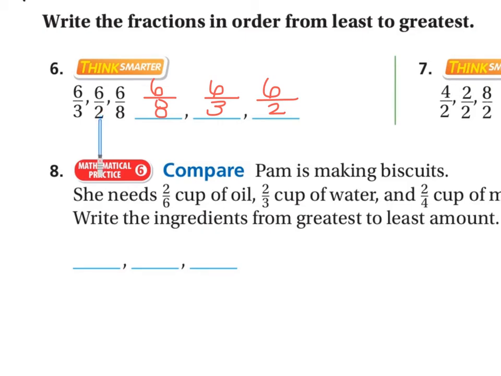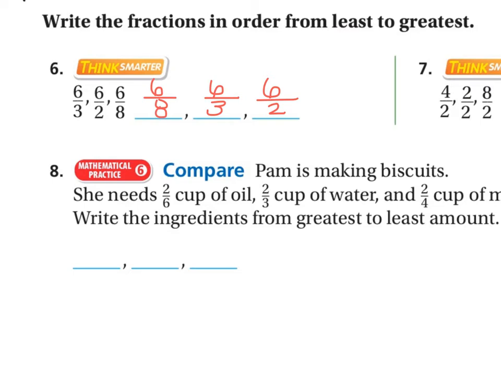So because I know that the smaller the denominator, the larger the fraction, I'm looking for the largest denominator right now. So I see 8 is the largest denominator. That means this is the least fraction here. So 6/8, followed by 6/3, and finally the largest fraction, 6/2. And if you needed to use fraction tiles to see that, that is a-okay.